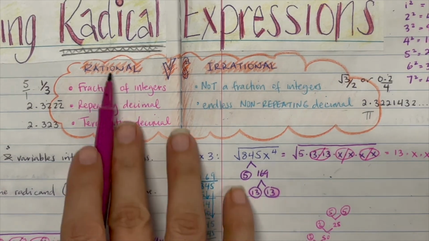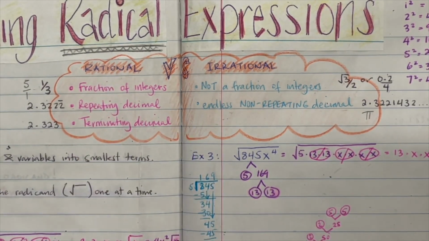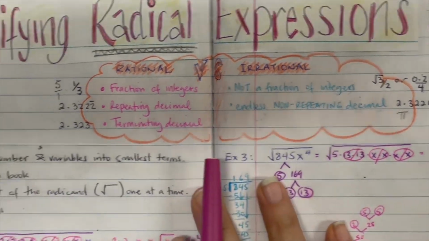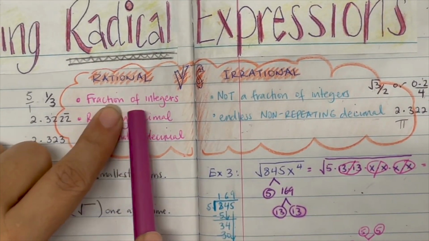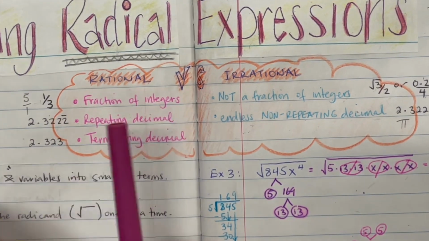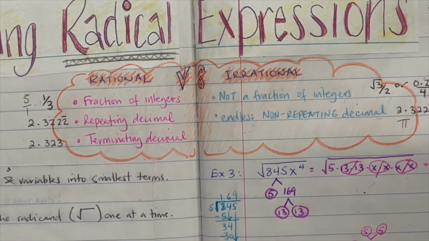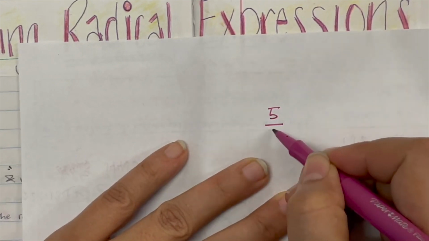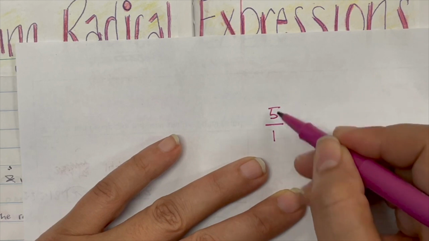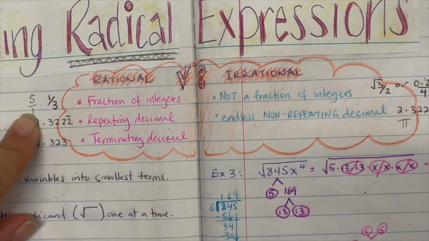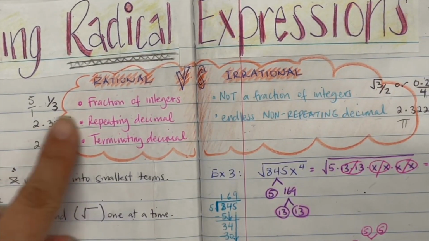Rational, all right, can be rewritten. These 3 things must be true for it to be rational. It can be written as a fraction of integers. What does that mean? You have like a number 5. And 5 divided by, if I was to write it as a fraction, it would be what? 5 divided by 1, right? That's a fraction of integers. Okay, 5 divided by 1, 1/3. That's a fraction of integers.